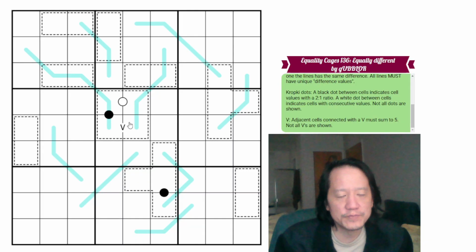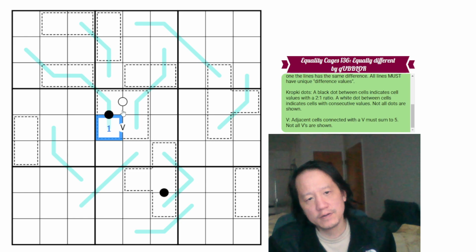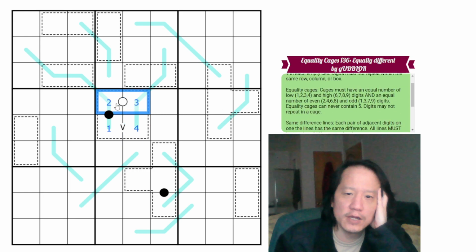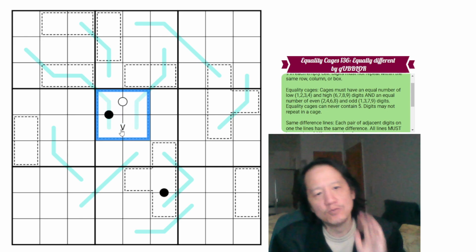Let's go. Okay, so I think the best place to start would be this V. If this were a 1, this would have to be a 2. And this would then be 3 or 4, but this would have to be 4. But the problem is we're in an equality cage, and we have to have an equal number of highs and lows, and these are all lows. So this cannot work. What if this were 2?